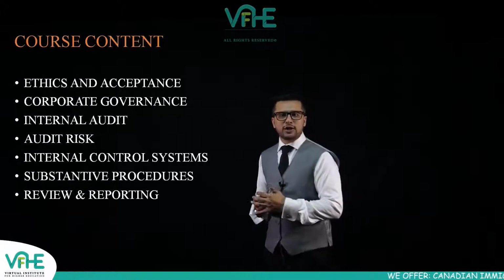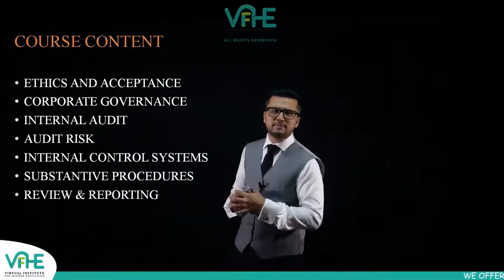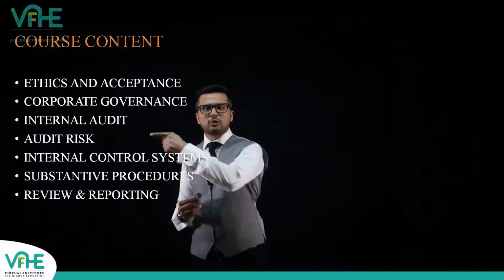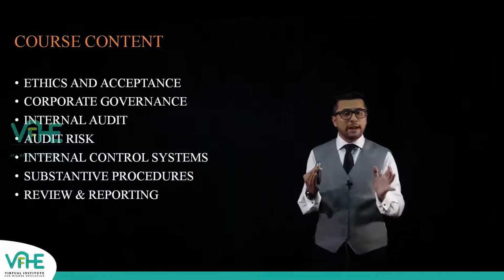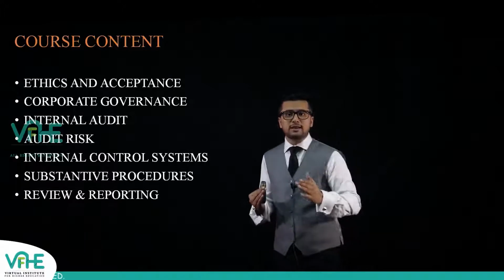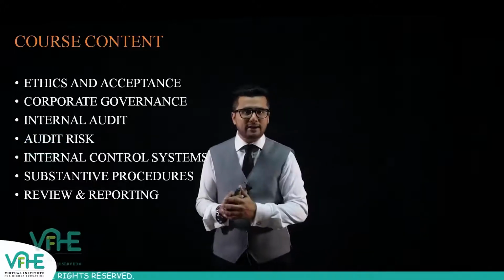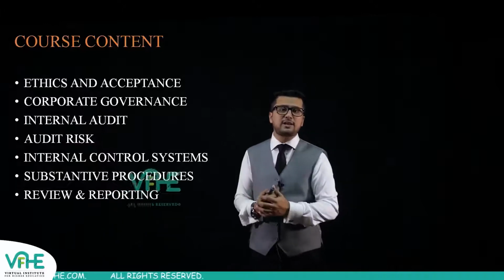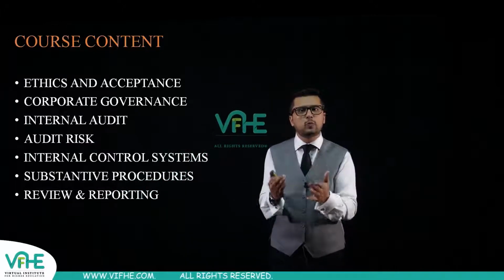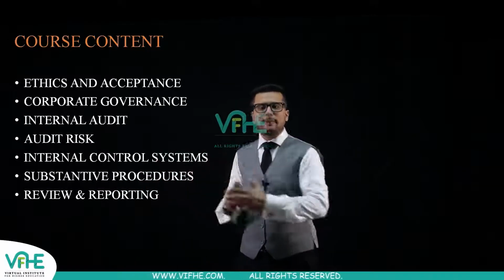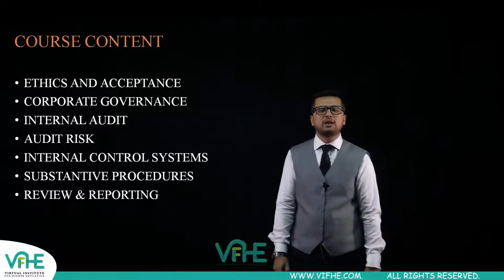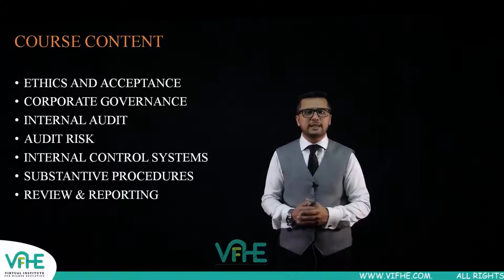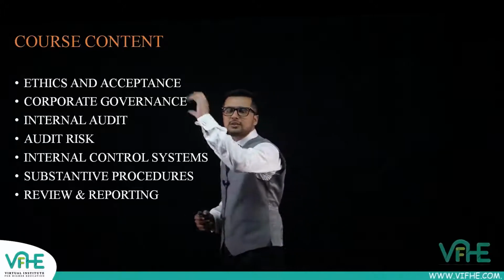Then comes audit risk, internal control systems, and substantive procedures. Now, these 3 areas are the major areas of the syllabus. You might be wondering why I'm saying that the first 3 areas are the minor areas and the next 3 are the major areas, because it has got to do with the exam format. What about the 7th topic? The 7th topic, which is called review and reporting, is also a minor area along with the first 3 areas.